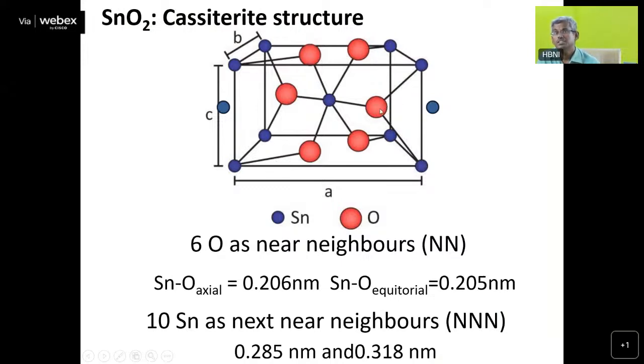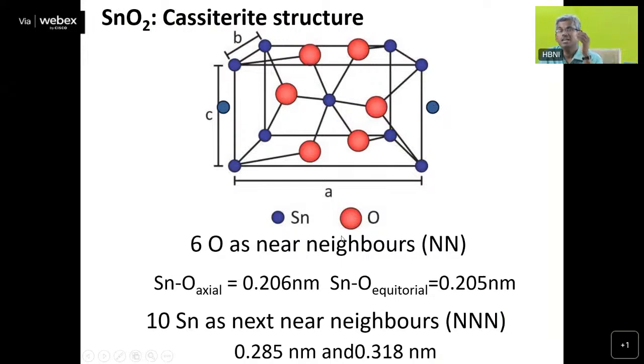Now, this is called the near neighbor. We have 6 near neighbors. Now let us come to the next near neighbors. 6 oxygens are the near neighbors. Where are the next near neighbors? We have 1, 2, 3, 4. 4 next near neighbors. Similarly, 1, 2, 3, 4. 4 next near neighbors with almost equal distance. But we have another next near neighbor here, which is slightly away. There is a plane above and a plane below. There is one tin atom here, one tin atom here.